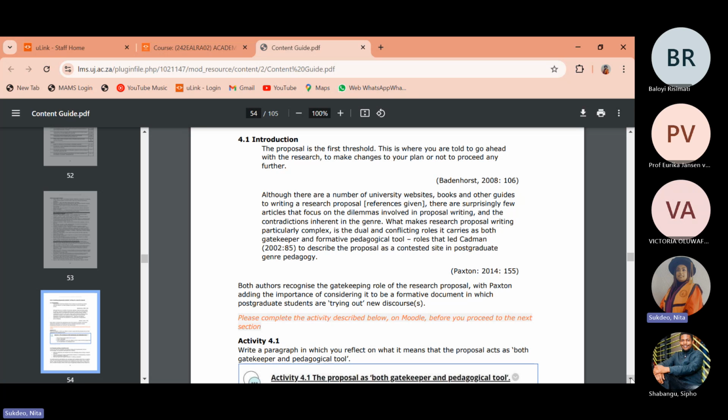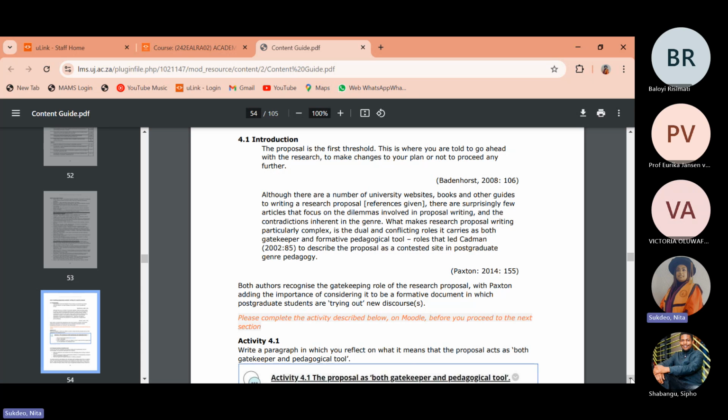And since we are all sitting here as academics today, as supervisors or potential supervisors, also having been students at some point in time, we know that the first threshold that we have to go through is the proposal writing. Essentially, that proposal then develops into your chapter 1, and it forms the foundation of your entire research. That is why you need a proper roadmap.